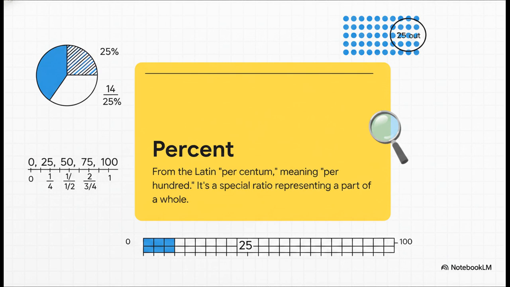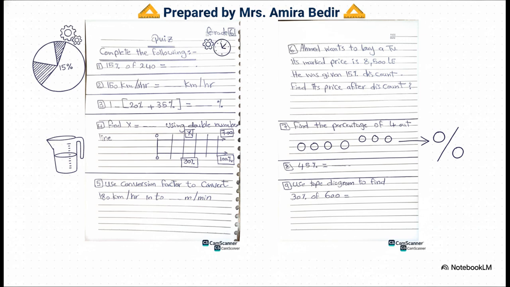Okay, before we dive into the problems, let's do a quick refresh on what percent even means. It's actually from Latin, percentum, which literally means per hundred. So anytime you see a number like, say, 50%, you're really just saying 50 for every 100. It's that simple. Okay, so let's check out these two problems.